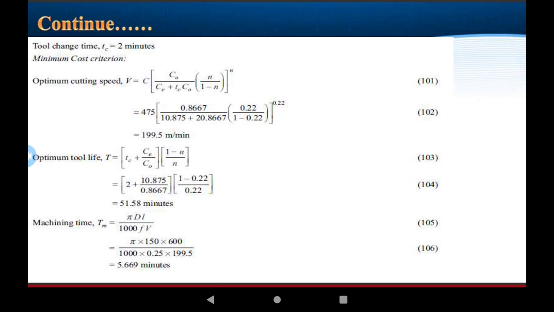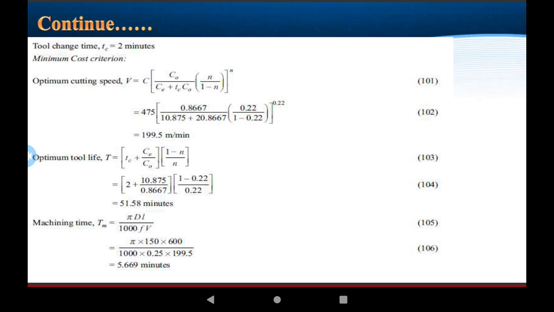For the minimum cost criteria, find the value of optimum cutting speed. The value of V is given by the formula: C naught upon CE plus TC times C naught, into n upon 1 minus n, whole to the power n. Putting the value of C from the Taylor equation, C is 475. Putting C naught, the overhead cost, 0.8667.